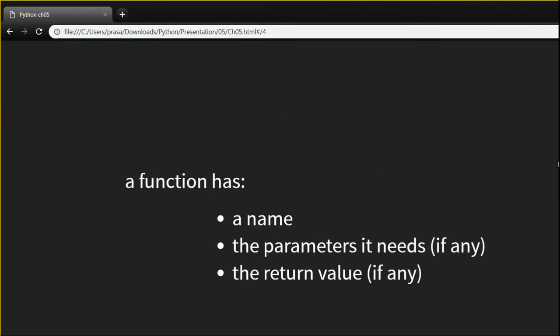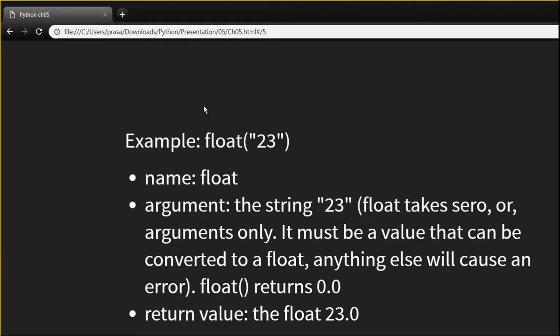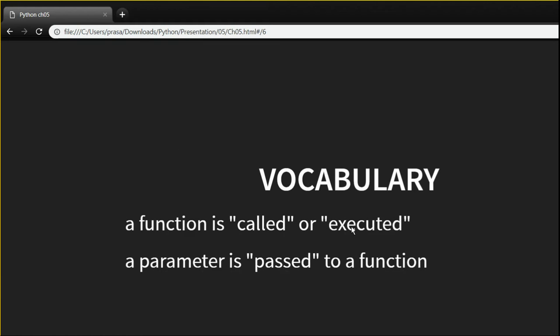A function has a name, of course. It might need a parameter if you want to pass any, and it can return a value if you need any. So float of 23, where float is the function, 23 is the value that you are passing, and it returns something, right? It returns 23.0, a return value. So it has all the three.